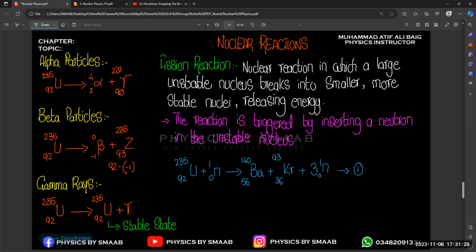Okay, and if we consider one more equation, let's suppose we again use uranium 235 plus a neutron. It will split into 54, 144, plus 38, 90, plus neutrons.